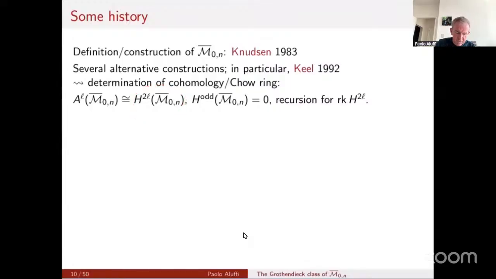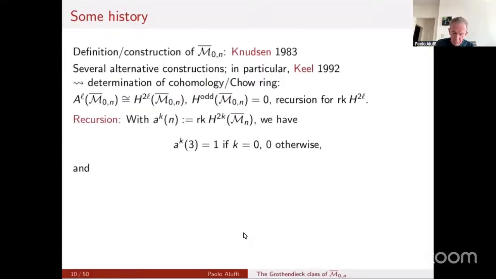So Keel proved this fact that I reminded you a moment ago, that the odd cohomology is 0. He proved that in this case the Chow ring is isomorphic to the cohomology ring, and got a recursion for the rank of H^2k, for the 2kth Betti number. This is beautiful work. I mean, we are going back 30 years, but it is really spectacularly nice. So with this notation, I'm using Keel's notation in his paper, then you have this recursion.